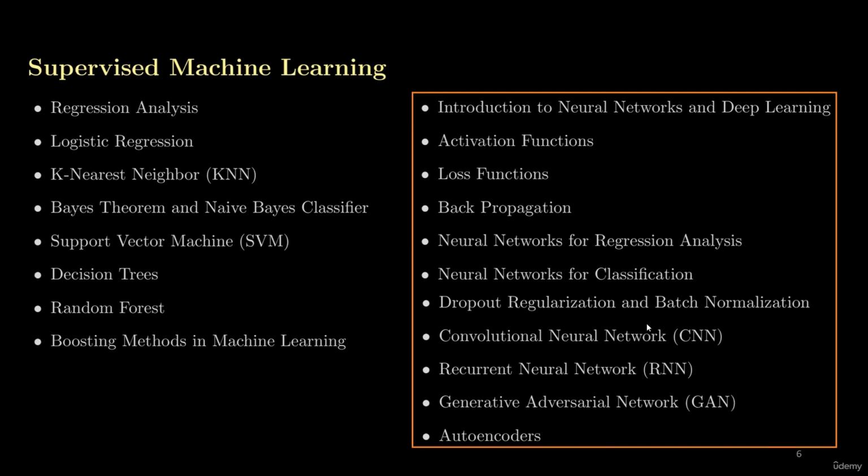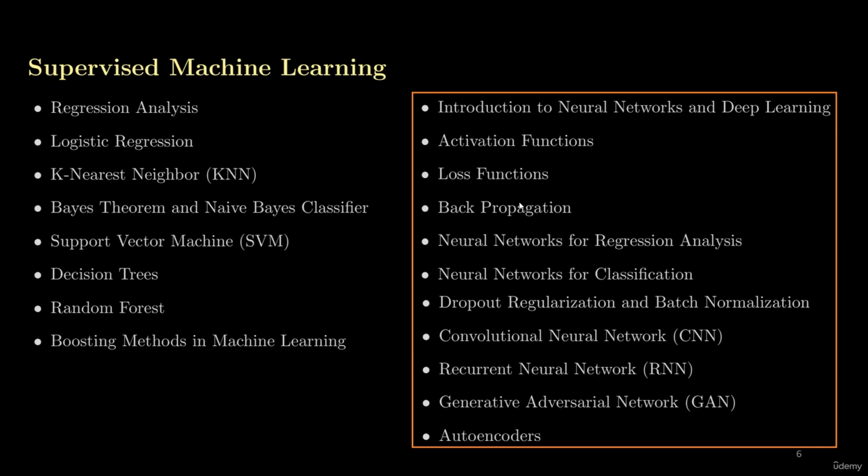These sections belong to deep learning, which are bounded in the orange box. So the first deep learning section is introduction to neural networks and deep learning. Then we have activation functions, loss functions, backpropagation, neural networks for regression analysis and classification. Then we have CNN, the convolutional neural network. We have recurrent neural networks. We have generative adversarial networks or GAN, and we end this with the autoencoder. So we have a total of 19 sections in the supervised machine learning component of the course.